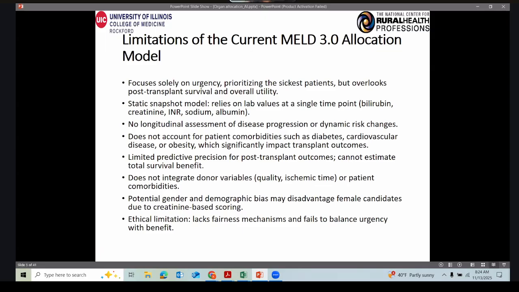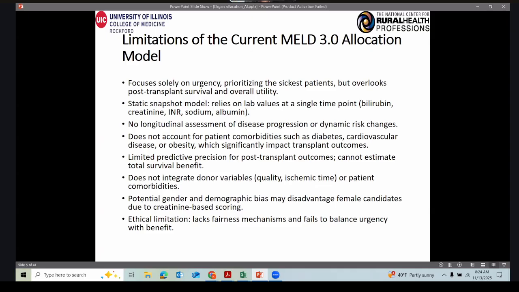First, the score focuses only on urgency, meaning it prioritizes the sickest patients first. This is ethically reasonable, but it does not consider how well someone might do after the transplantation. So it tells us who is most likely to die without a liver, but not who is most likely to survive long term or make better use of it.